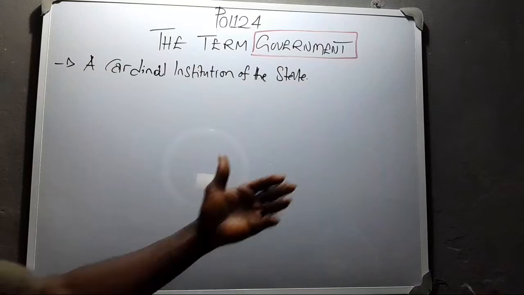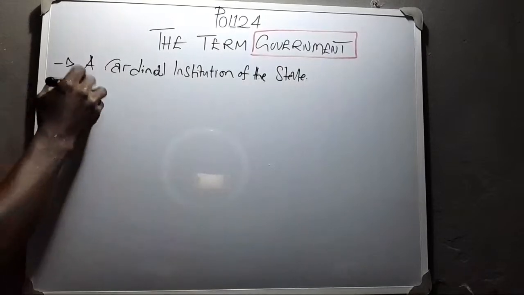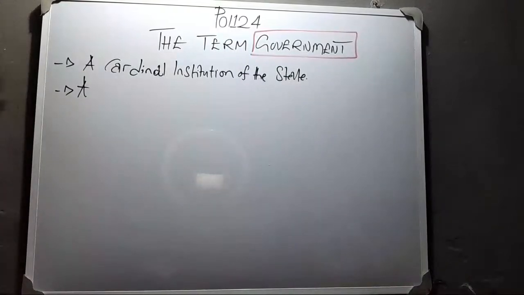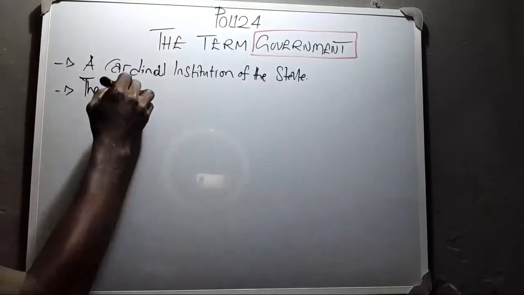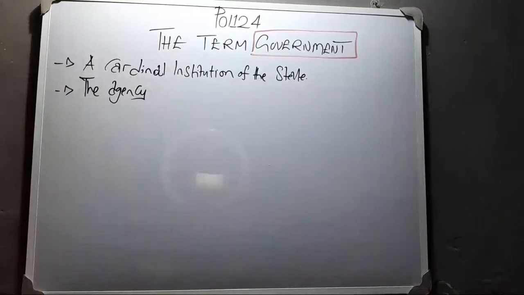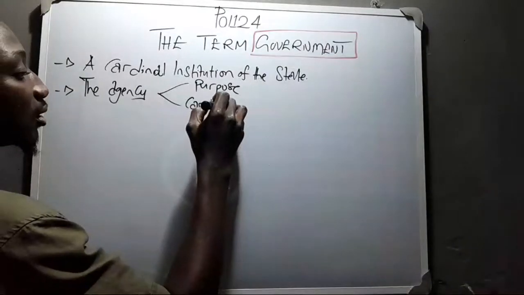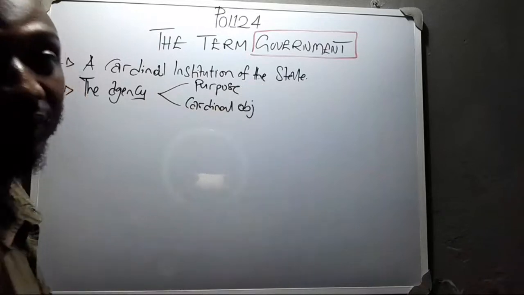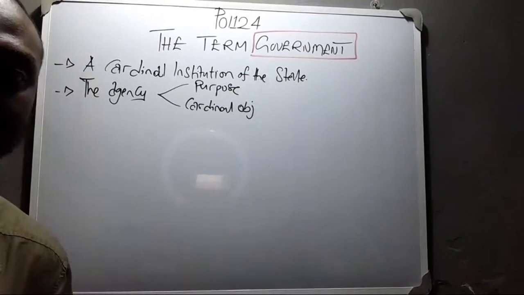And it's said to be an agency. It's the agency through which the purpose and cardinal objectives of the state are achieved.